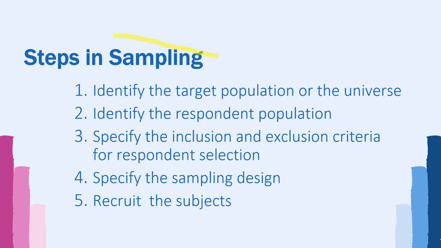Next, what are the steps in sampling? So first, identify the target population. That's your universe. Then identify the respondent population. After that, you need to specify inclusion-exclusion criteria. Then specify the sampling design. Will it be probability, non-probability? And then recruit the study subjects. Okay, those are the steps in your sampling procedure.